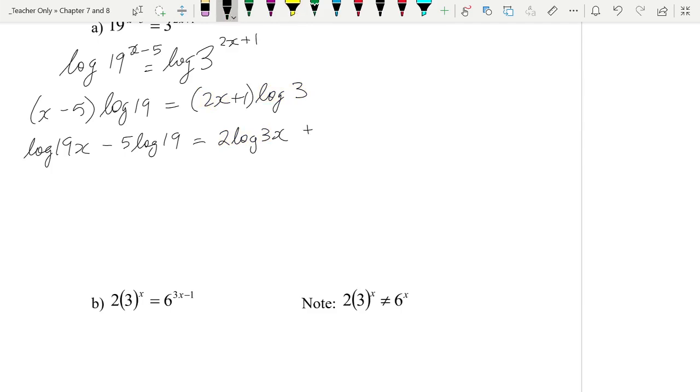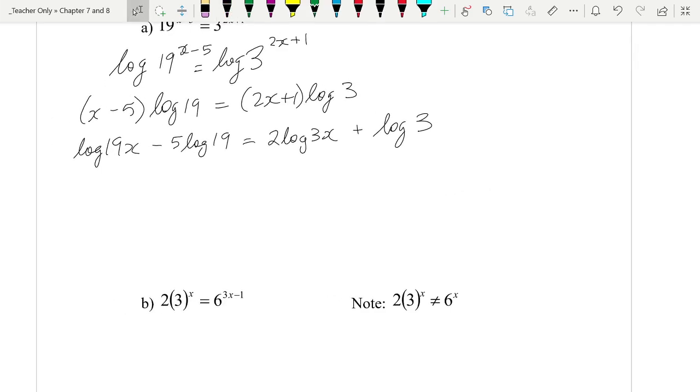Plus 1 times the log of 3. Now, what are you doing normally when you're doing algebra? I know what you're thinking. You're thinking this looks like a mess. But this is grade 9 algebra. You have 2 terms that have an x in them and 2 constants. This is a constant. This is a constant.